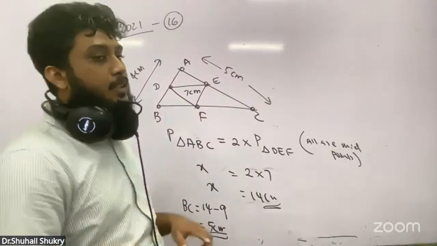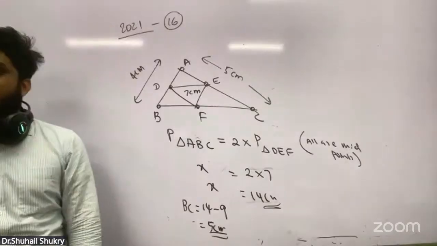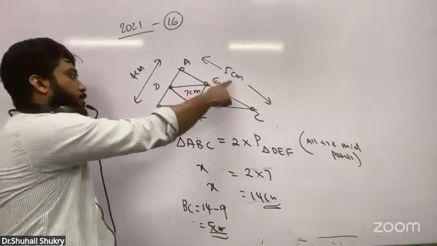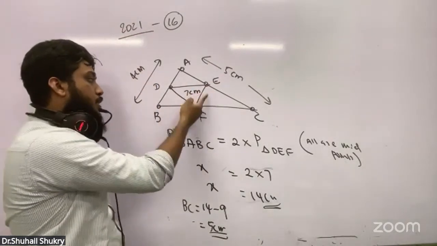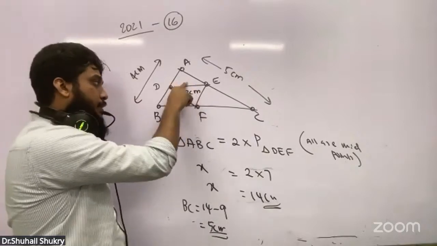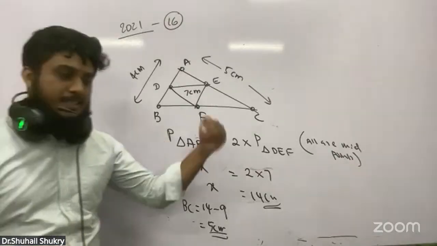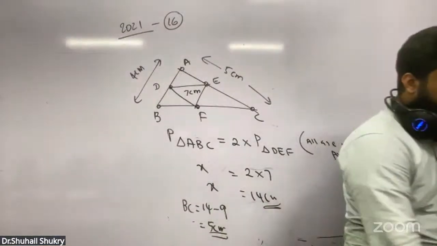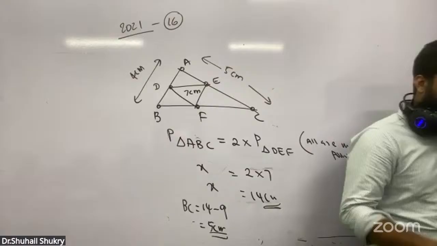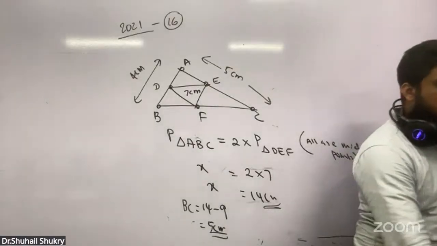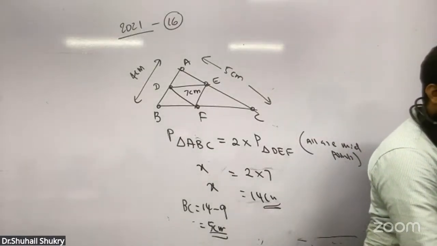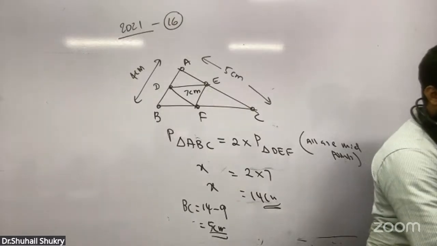Did you understand that? You can get it easily like that. Otherwise, you can do this: if this is 5, this is 2.5. This is 4, this is 2. Therefore, you can find this, then double of this is this. You can go that way, but this is an easy way. Remember, you can do it in this way. That was the 2021 16th question.